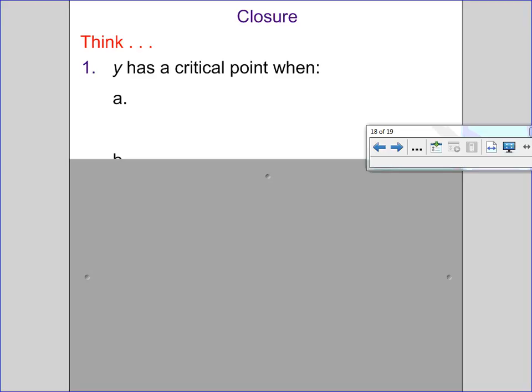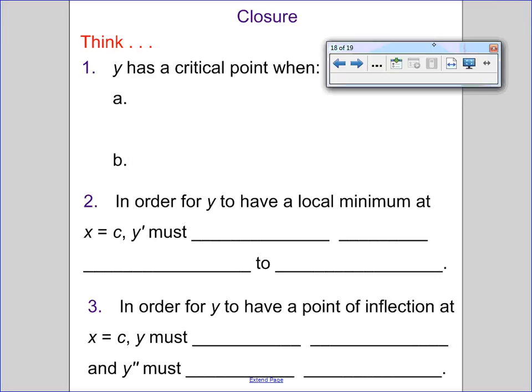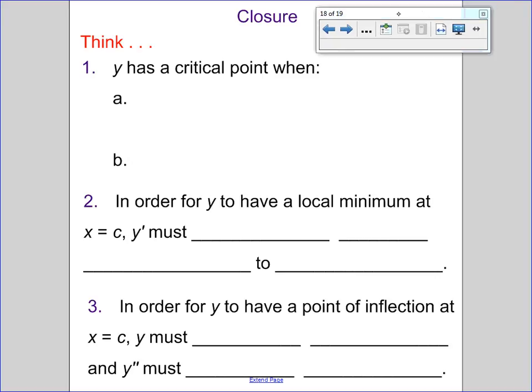So y has a critical point. One is, don't say out loud, just write down, be ready to share. Oh, I hate when Mr. Fritz says the fill in the blanks. In order for y to have a local minimum at x equals c, y must blank, blank, blank to blank? In order for y to have a point of inflection at x equals c, y must blank, blank, and y double prime must... So we're getting at what y does versus what y double prime does in order for y to have a point of inflection.